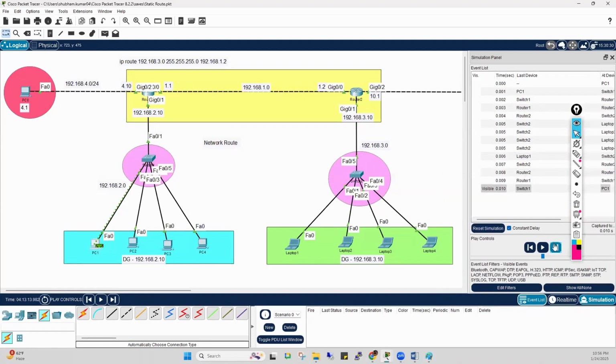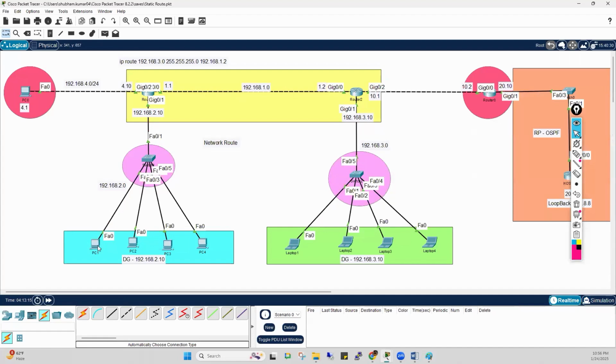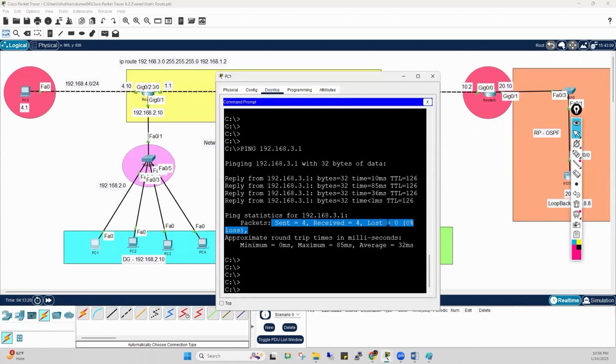See, guys, communication is happening. There is no problem. I hope this is clear to all of you. Everyone, clear? Guys, come here. On this laptop, see, we sent 4 packets, we received 100% successful. There is no problem. Clear?